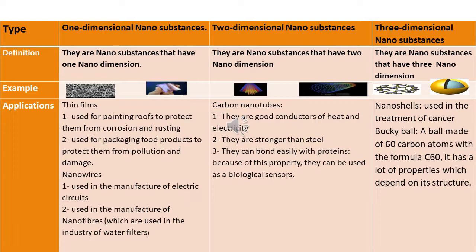Examples of three-dimensional: nanoshell and buckyball. Nanoshell is used in the treatment of cancer. Buckyball is made of 60 carbon atoms, and it has a lot of properties which depend on its structure.